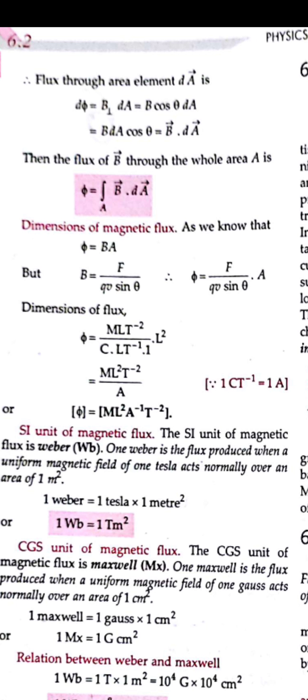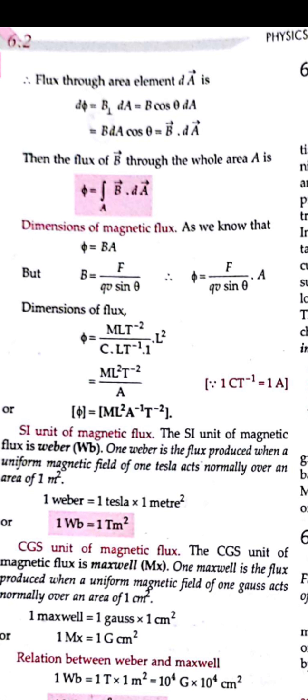Now, if we have to find the dimension for it, we can use the magnetic force F equals QVB sin theta. From there, B's value will be F upon QV, and for phi we multiply by the area A. Finding the dimensional formula, we get ML^2 A^-1 T^-2. The flux is given in Weber, which is equal to Tesla meter square. So 1 Weber is equal to 1 Tesla times 1 unit area, that is 1 meter square.